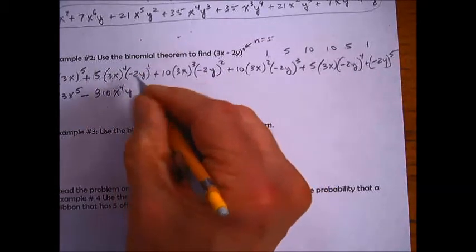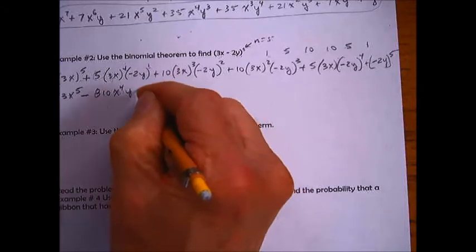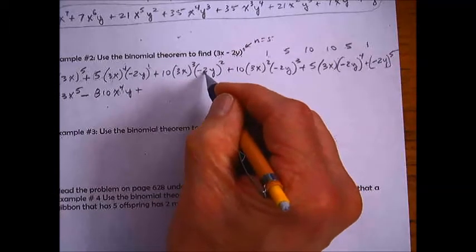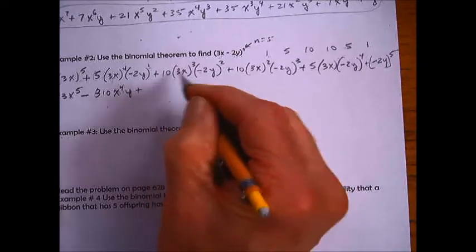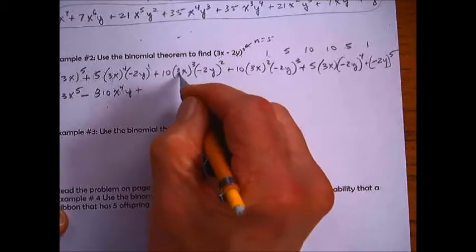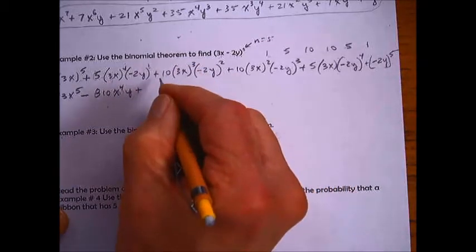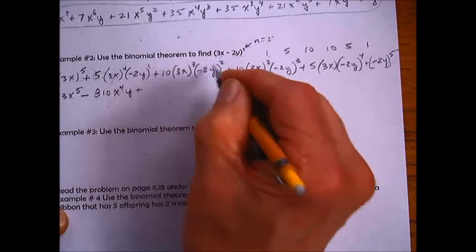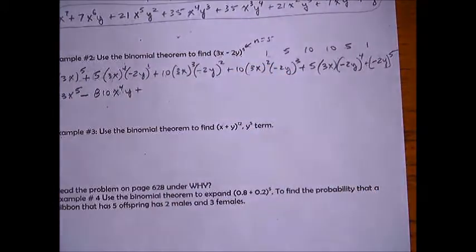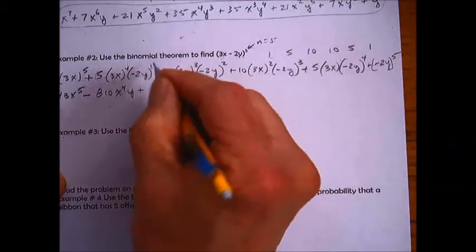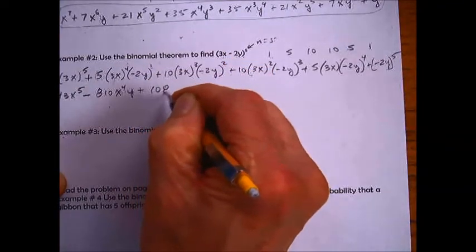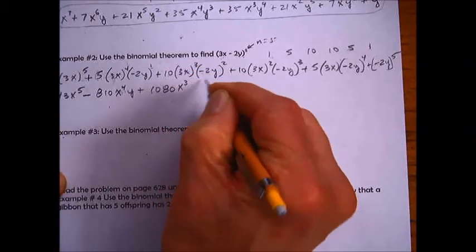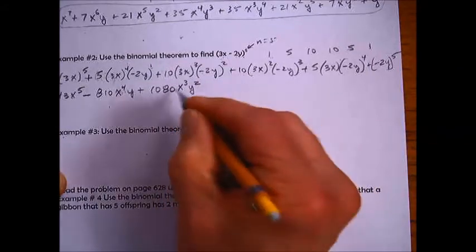And then I'm going to add to that plus, our next term is going to be negative 2 squared, which is going to be positive, then times 3 cubed times 10. That's 27 times 4 times 10. If you do that in your calculator, you're going to get 1080. And that's going to be x cubed and then y squared. So that one's positive.